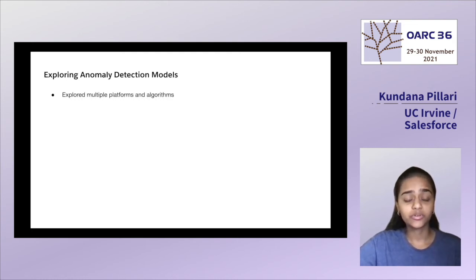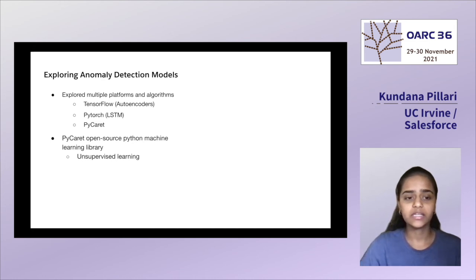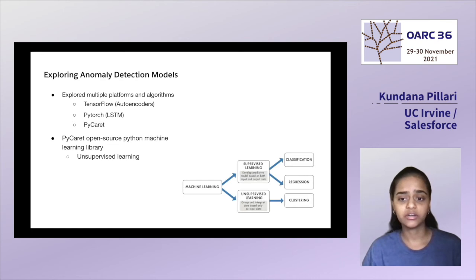Initially, I explored multiple platforms and algorithms to build my model, including TensorFlow, PyTorch, and also PyCaret. Ultimately, I decided to use the PyCaret open source machine learning library, mainly because it has more algorithms geared towards unsupervised learning and more specifically anomaly detection. In machine learning, there are two types of learning, supervised and unsupervised. In unsupervised learning, you're not giving a specific target for the model to focus on. Instead, the model uses clustering methods to learn on its own different trends and patterns in the dataset.